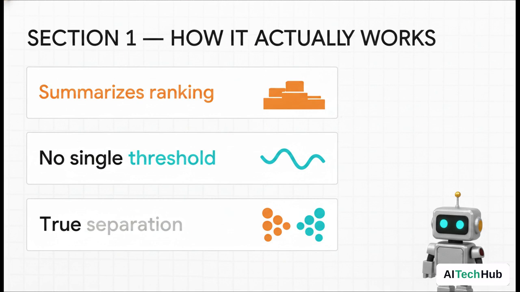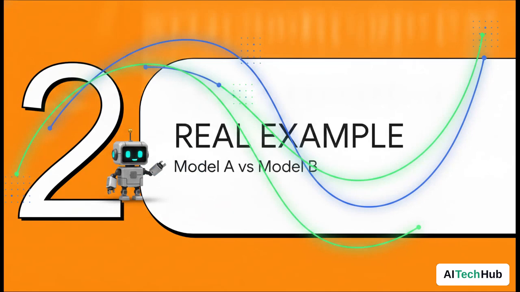And third, because of that, it measures the true underlying separation quality of your model. That is exactly what makes it fundamentally different from precision, recall, or F1, which all heavily depend on wherever you just happen to draw that line in the sand. Moving right along, section 2, a real example, Model A versus Model B.